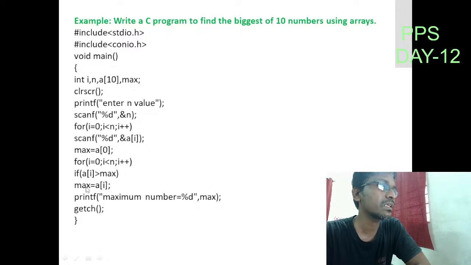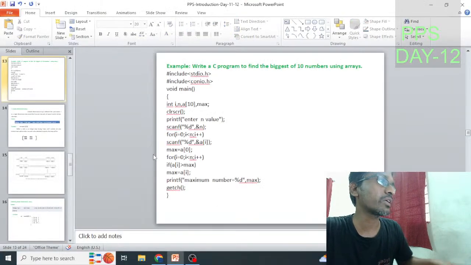After completion of the entire iterations, I'm going to print "maximum number is" followed by the conversion symbol, that is a formatted string, and followed by max. So this is the program. Now I will go and execute this program.